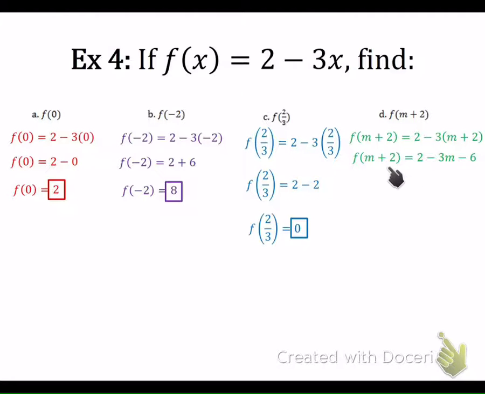So this function evaluated at m plus 2, or f of m plus 2, equals 2 and then minus 3m minus 6. The only like terms here are the 2 and the minus 6. So I have -3m minus 4. If you did -4 minus 3m, that would be fine as well. Those aren't like terms, so we can't do anything with it. We don't know what m is, so we're done.